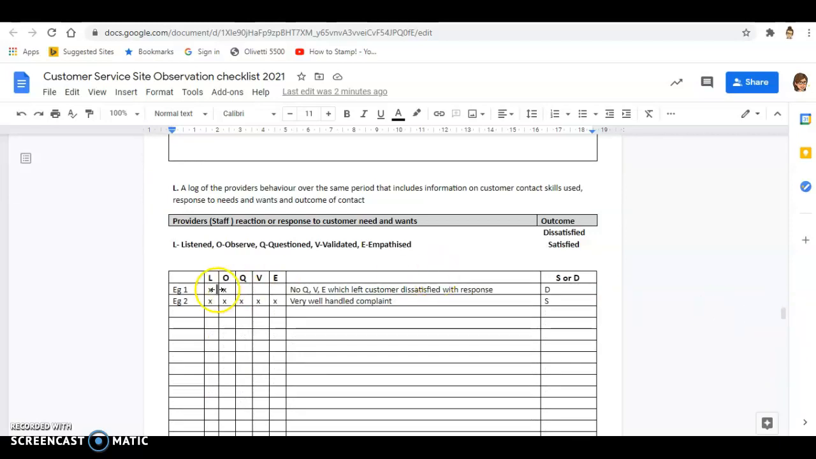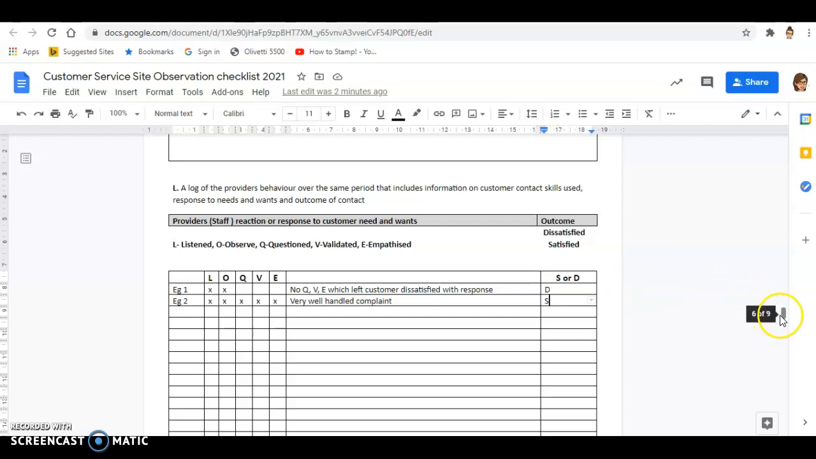And then the very last thing, just from the observations of those 5 interactions, you want to see if the customer was listened to. Did the staff member observe their body language or tone of voice? Did they question or verify what they were asking for? And did they show any empathy? It all depends on what the customer was seeking or if they were complaining. And it's a D for dissatisfied. The customer left and they were dissatisfied with the response, or the customer left saying they were very satisfied because the complaint was handled really well.